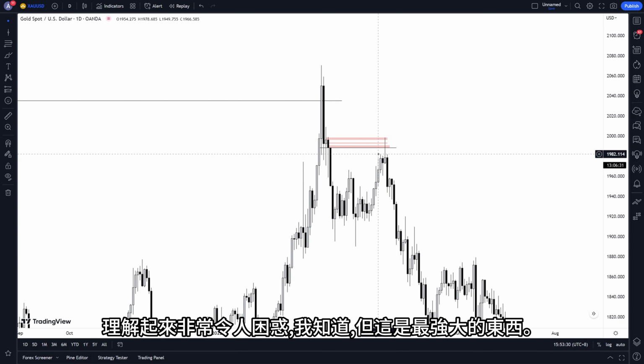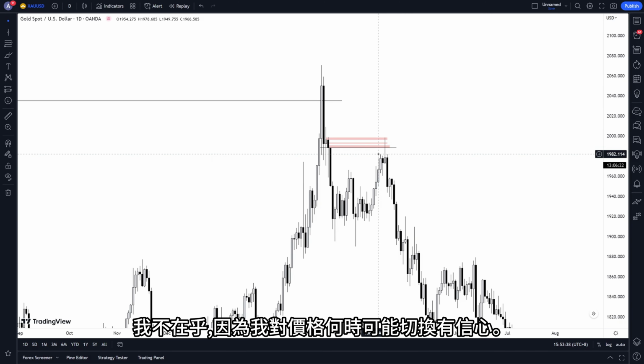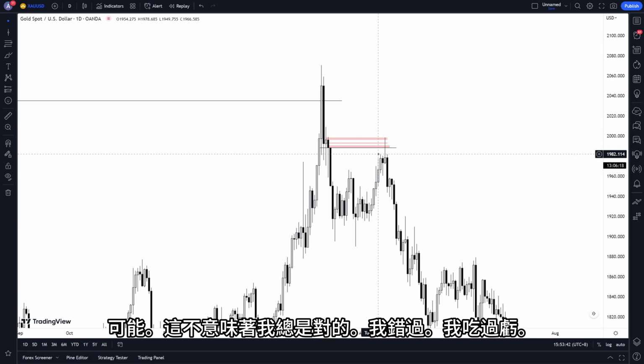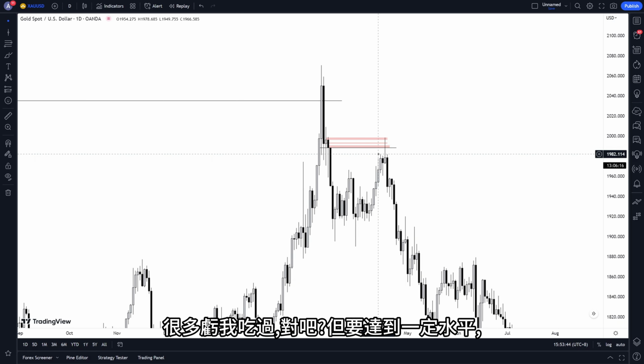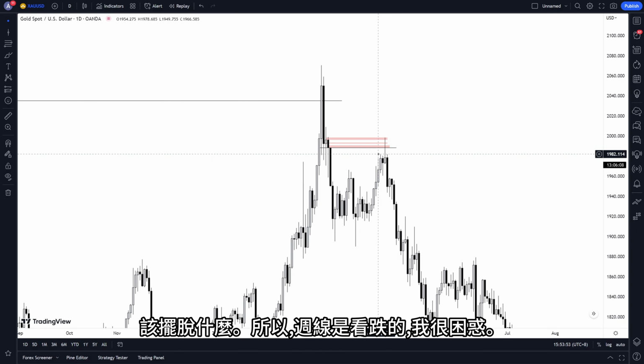That's the operation of time frames. It's incredibly confusing to understand, I know, but it's the most powerful thing. That's how I can take buys, sells, multiple buys. I can buy against the trend. I don't care, because I have confidence in when price should probably switch. Probably doesn't mean I'm always right. I've been wrong. I've taken many L's, right? But to get to a certain level, you have to take L's so that you can understand what to filter out, what to get rid of.